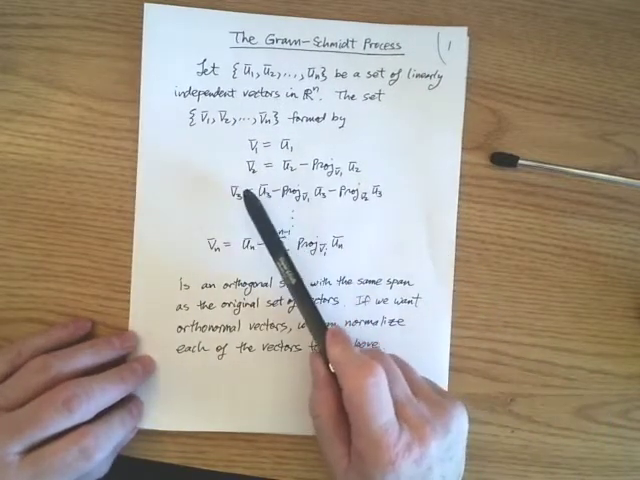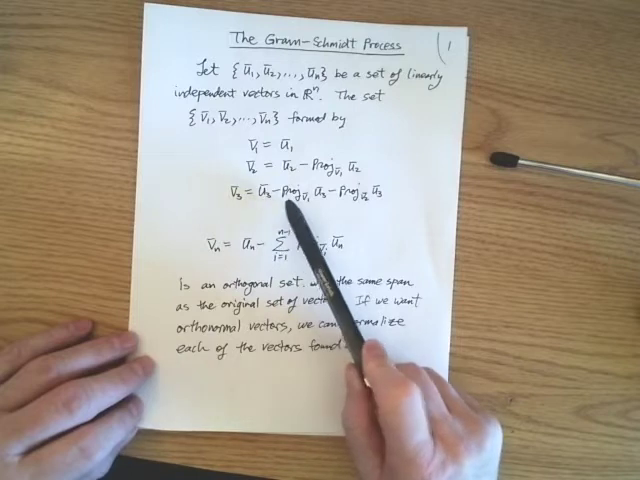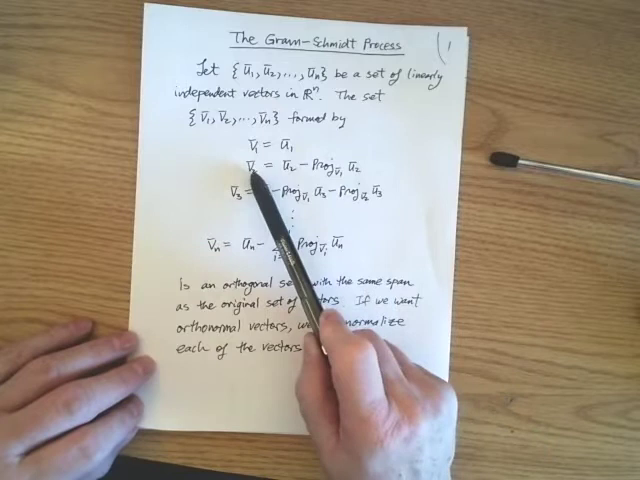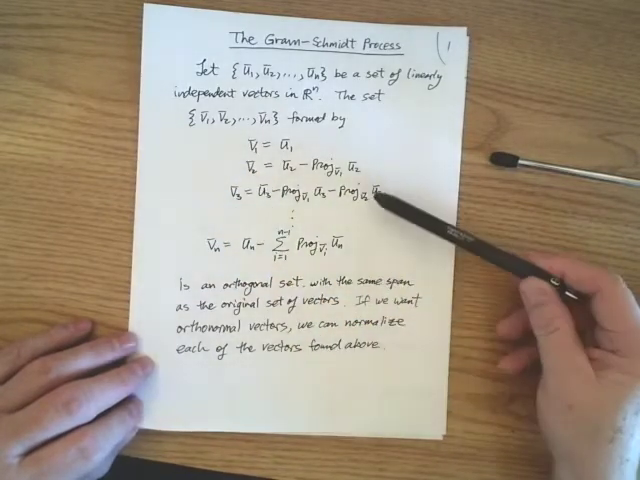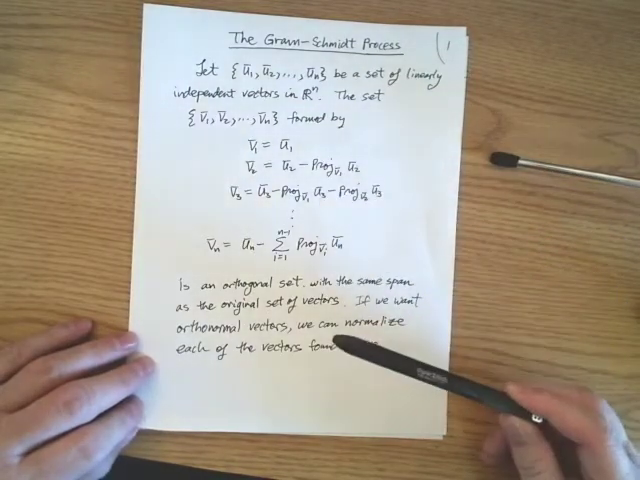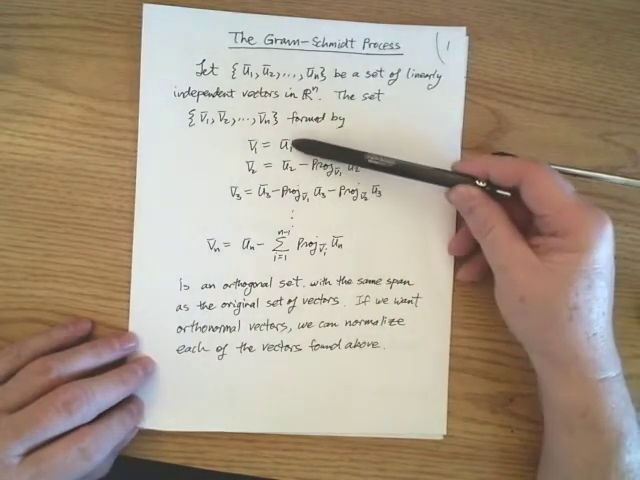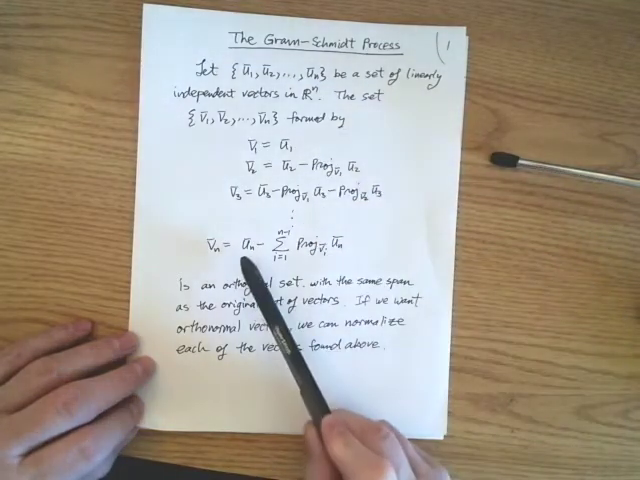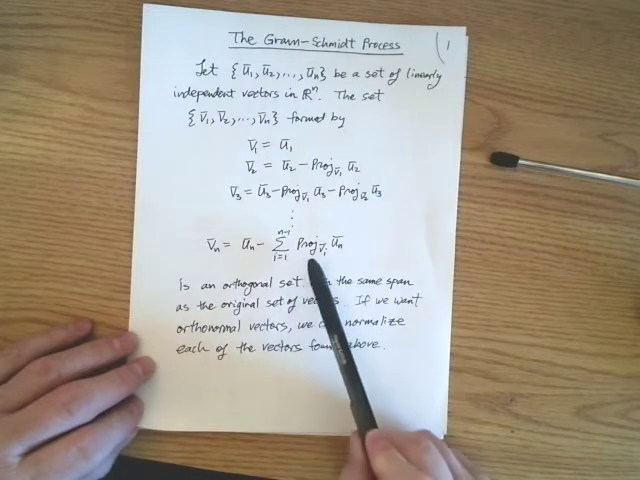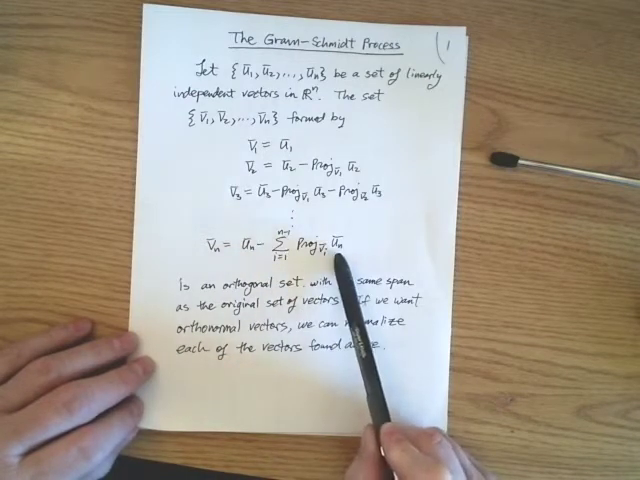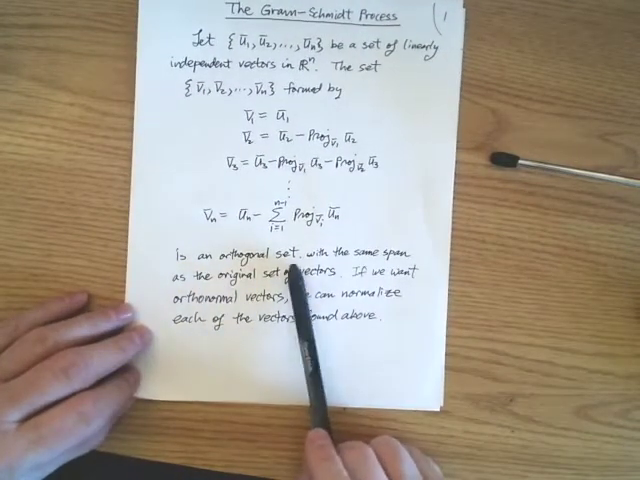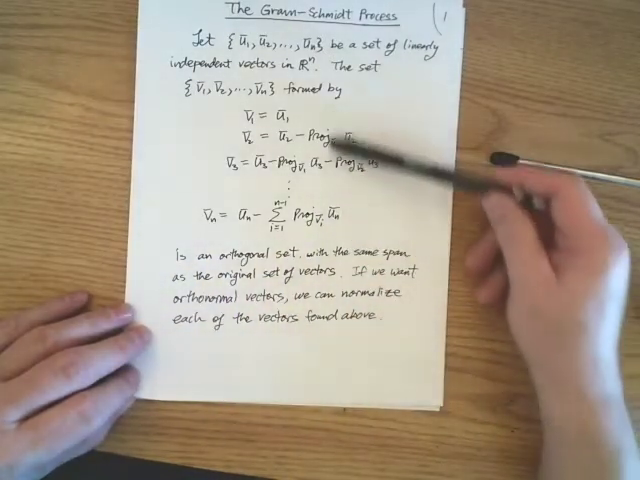The third vector, V3, is U3 minus the projection of the U3 vector on V1 and V2. So you can't just jump into this process. You have to compute the previous ones to get the next one. Then you continue this process all the way to the end. So the very last one is u sub n minus the summation i goes from 1 to n minus 1 of the projection of the u sub n vector on each of the previous ones. And this ends up giving you an orthogonal set, with the same span as the original vectors.